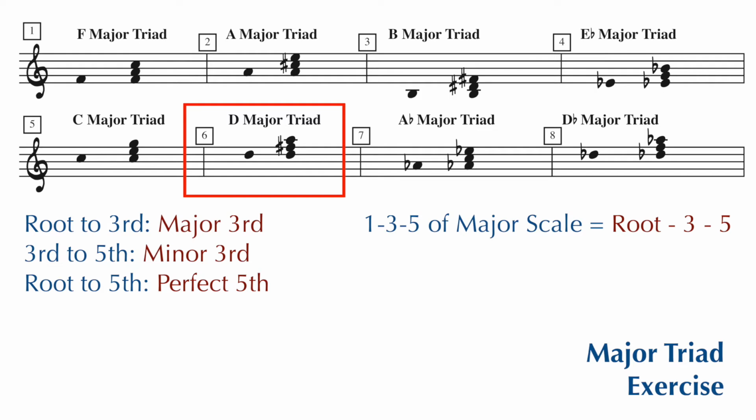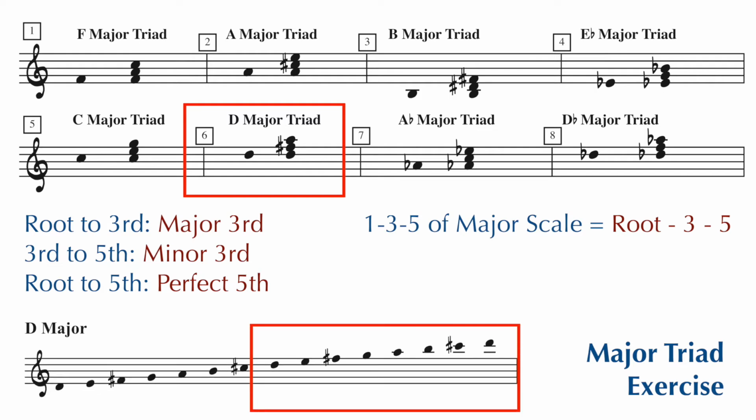Number 6, we have a D major triad to build. Let's construct a scale this time. So we construct a D major scale. 1, 2, 3, 4, 5. So our notes for the D major triad are notes 1, 3, 5 of the D major scale, D, F sharp, and A.